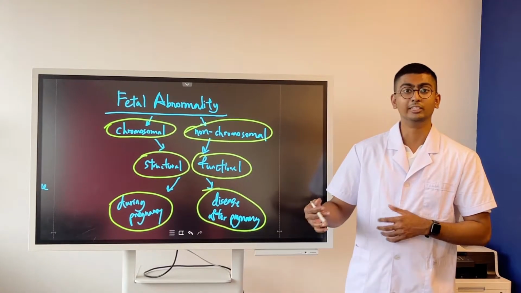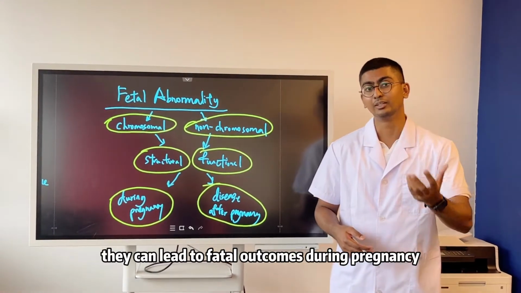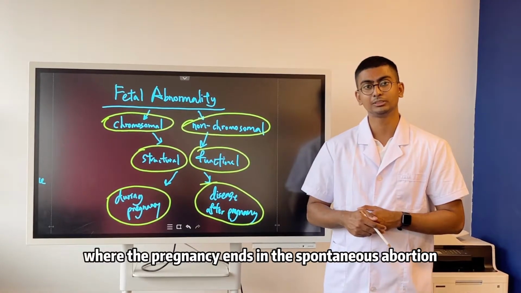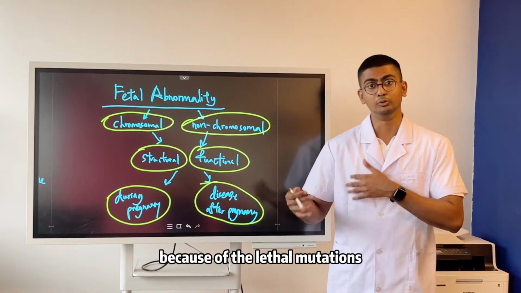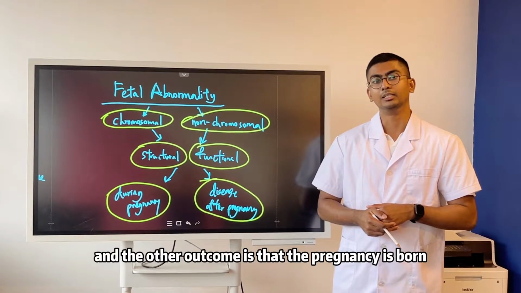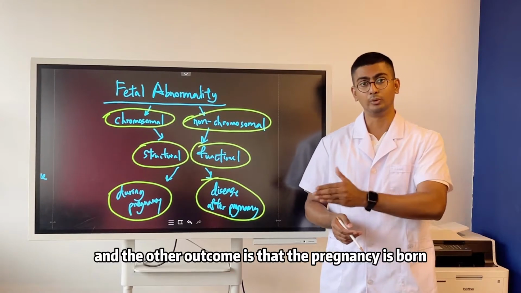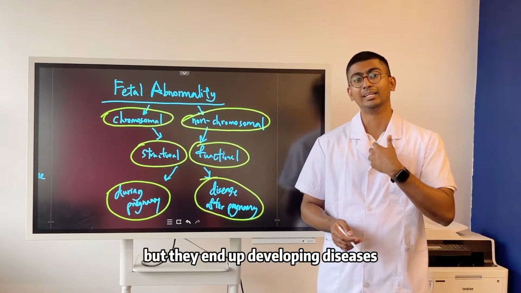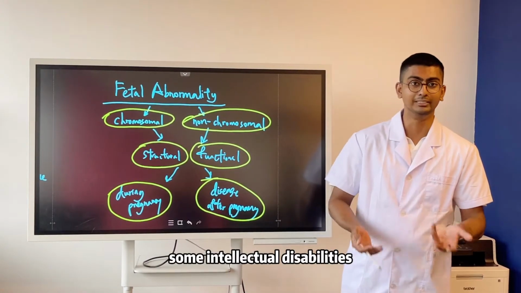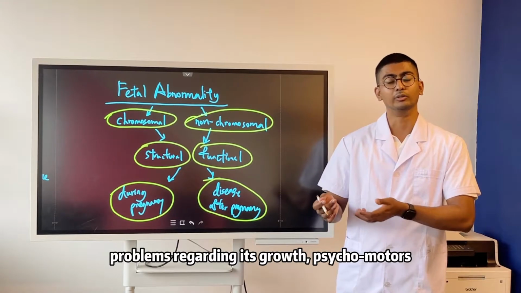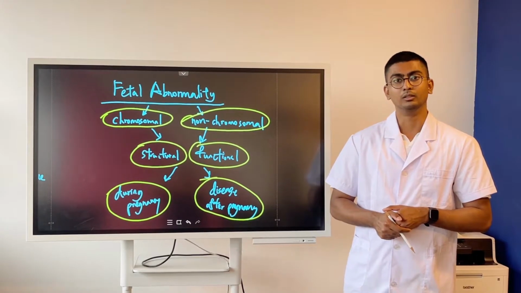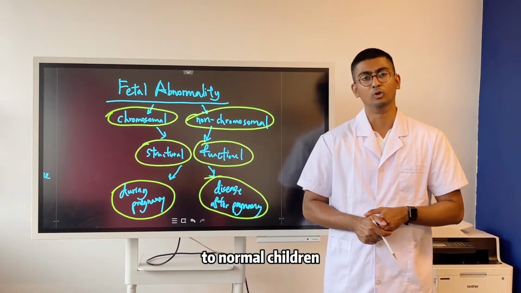And they can lead to different outcomes. For example, they can lead to fatal outcomes during pregnancy, where the pregnancy ends in a spontaneous abortion because of the lethal mutations or some other factor causing it to terminate itself. And then the other outcome is that the child is born, but they will end up developing diseases, or come up with some defects, some intellectual disabilities, problems regarding growth, psychomotor problems. So these children will have a much different life compared to normal children.